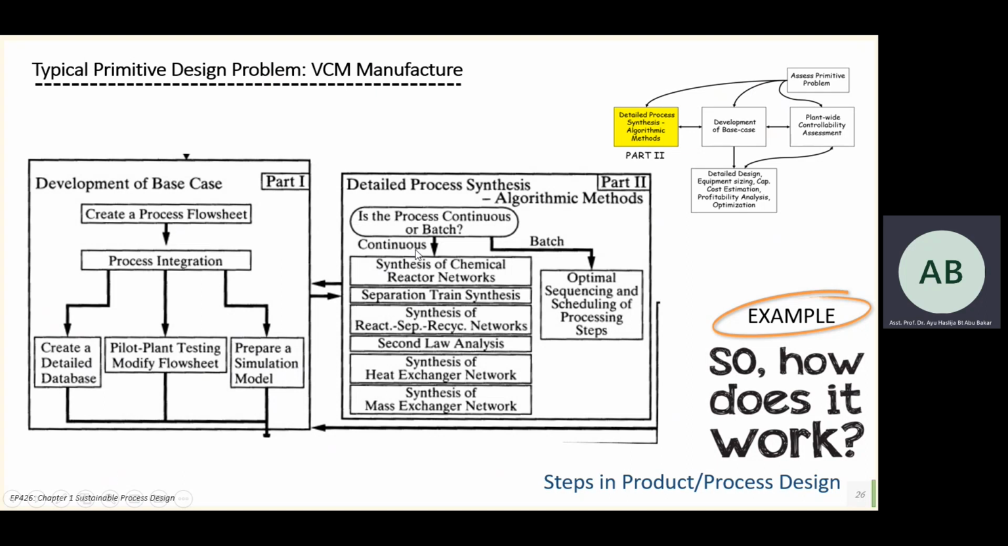So if your process is continuous, what is the reactor network? How is the separation synthesis? Okay, how is the heat exchanger network? Therefore, if you choose batch, how is the sequencing and scheduling of the processing steps? For example, a fermentation process requires a batch process because you need to ferment it for a certain duration. Then only you recover the product, right?